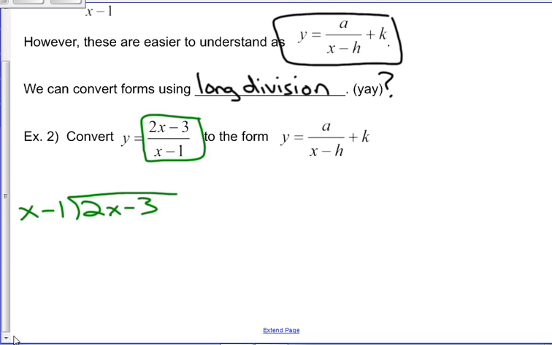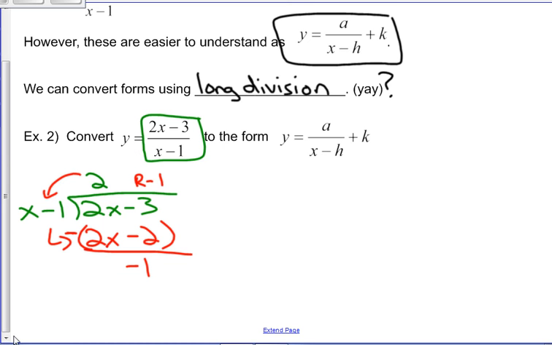Okay, and we go 2x divided by x, that's a 2. Now I multiply that on down, and I'll get 2x minus 2. And I'll remember that I'm subtracting the whole thing. So that'll give me negative 1 as my remainder. Okay. And if we think back, that means we can now rewrite this function as y equals 2 plus the remainder over whatever we were dividing by.